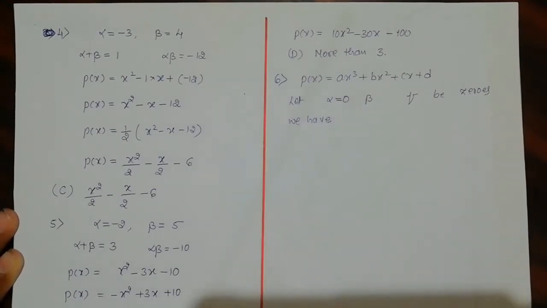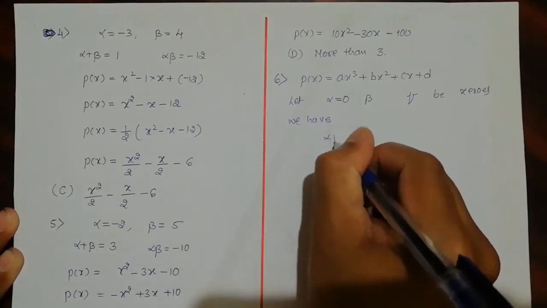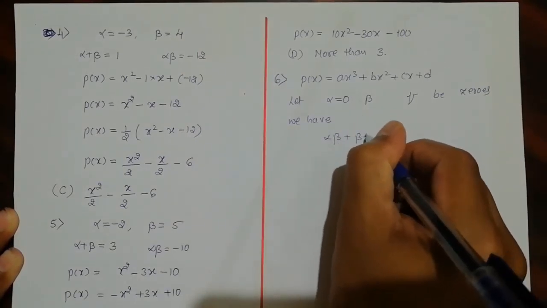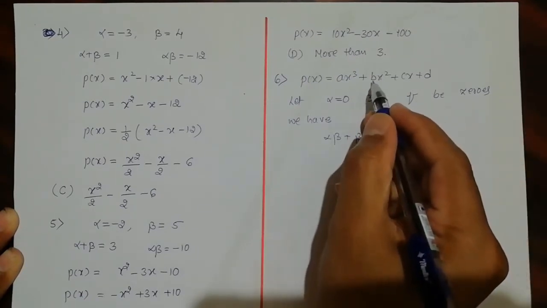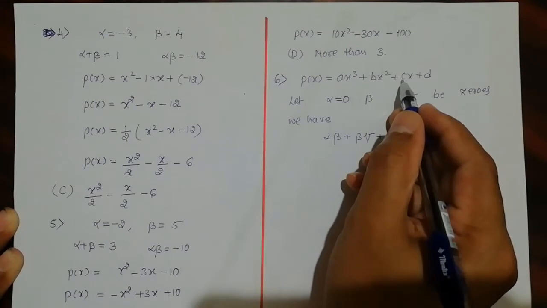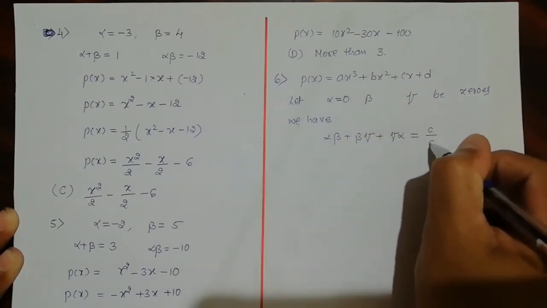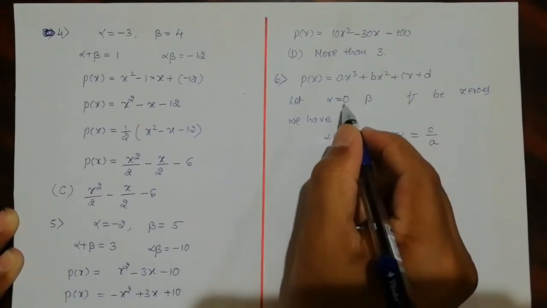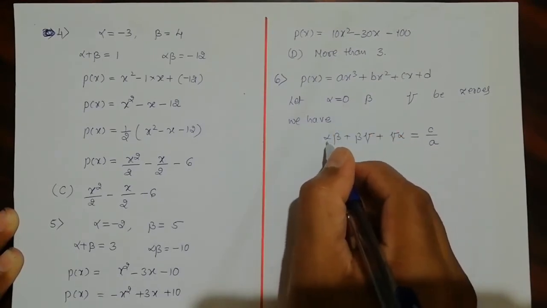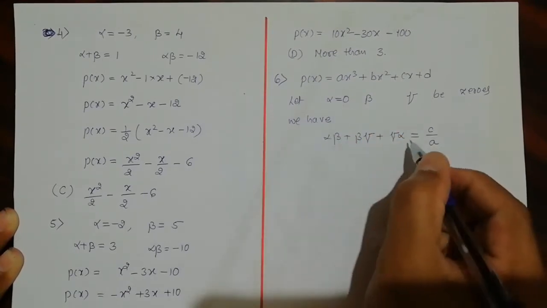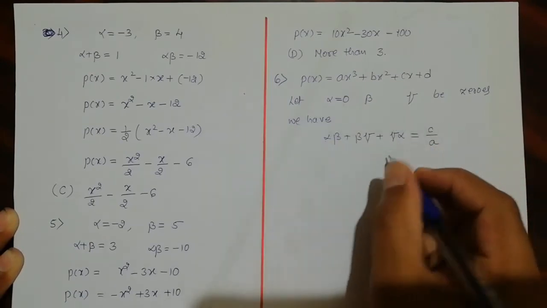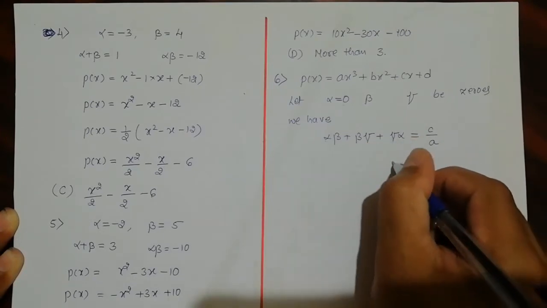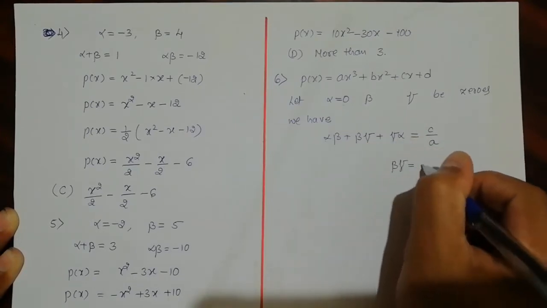Now, sum of the product of zeros taken two at a time. It is like this: alpha beta plus beta gamma plus gamma alpha is equal to c by a. Now look here, alpha is already 0. When you place 0 in the place of alpha, this term becomes 0. 0 plus 0 will disappear. The only remaining thing is beta gamma.